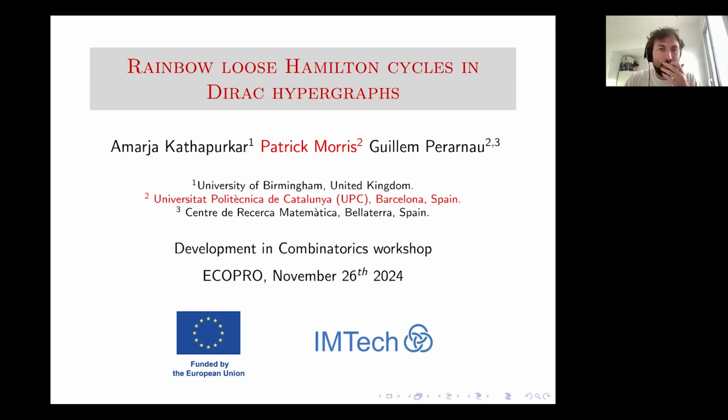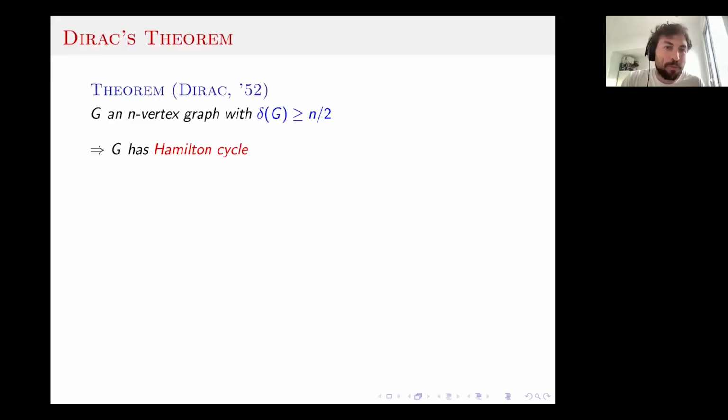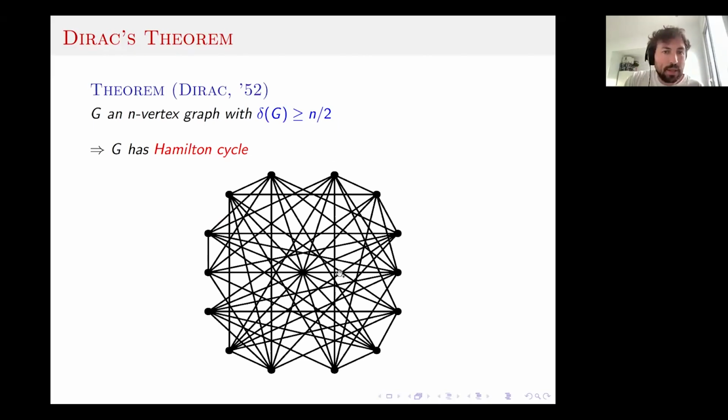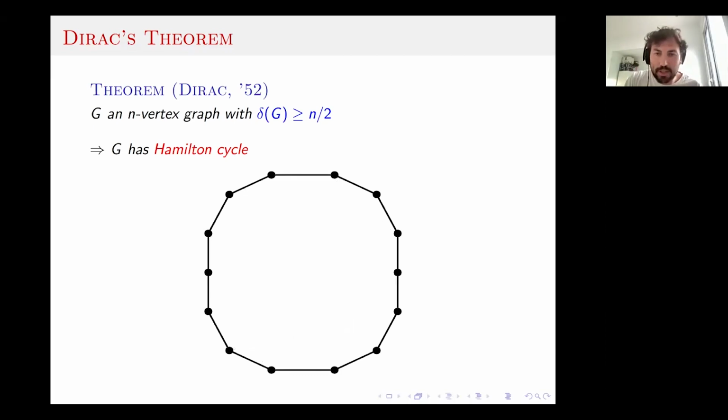So I'm going to start basic with something you probably all know, which is Dirac's theorem. It's a classic extremal theorem that tells you that if the minimum degree of a graph is large enough, then you have a Hamilton cycle, and the tight bound is n/2. Just in case, this is a graph, this is a Hamilton cycle. More usually, we draw it something like this. And we're going to be talking about hypergraphs.